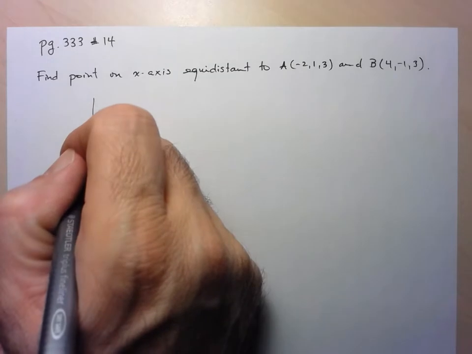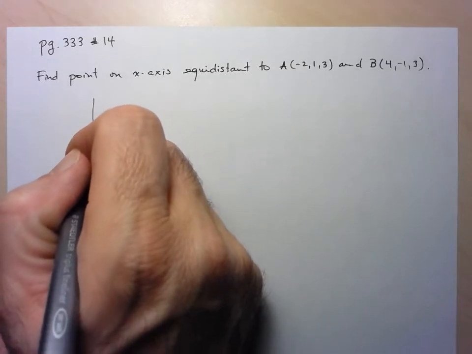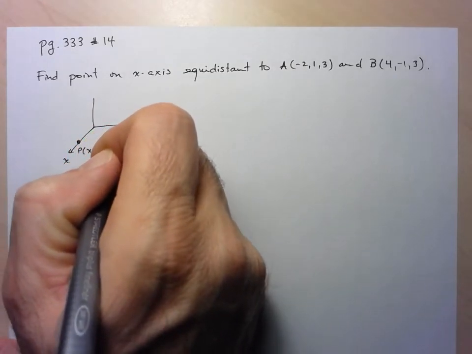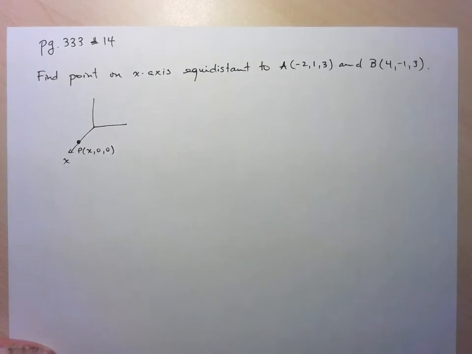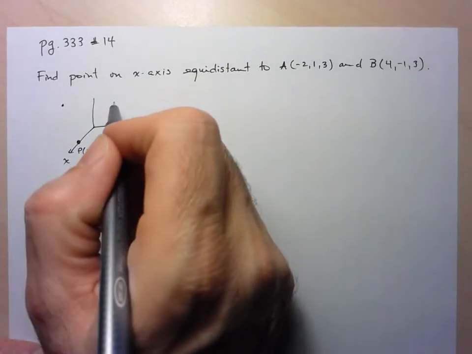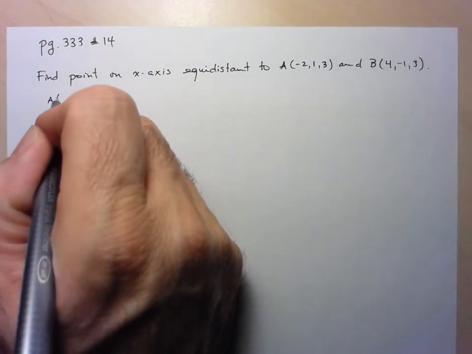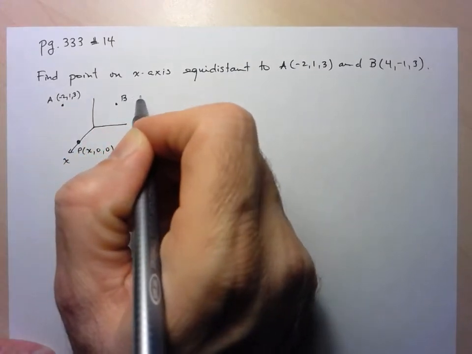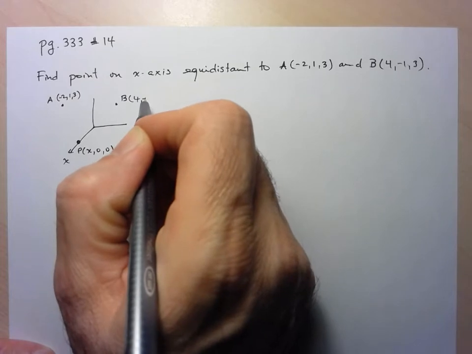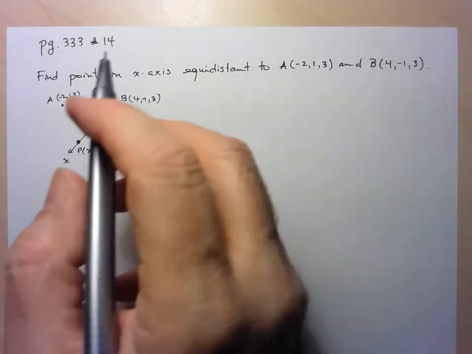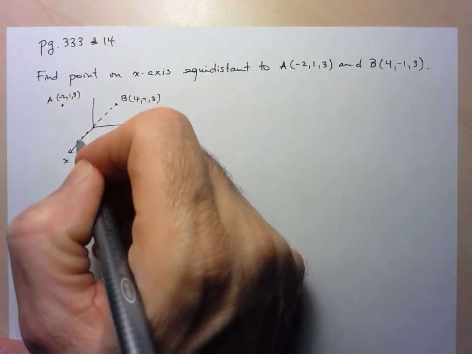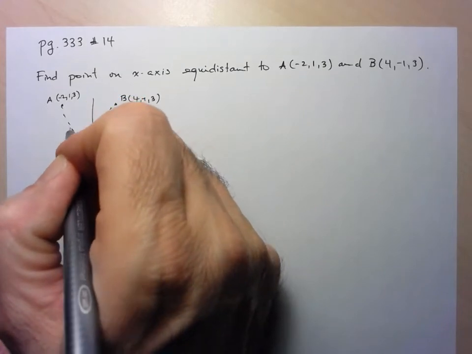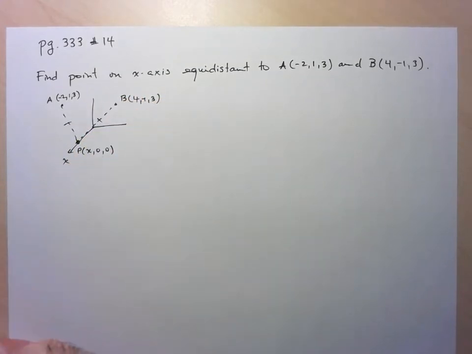If you live on the x-axis, it must mean that your y and z components are both 0. So the point we're working with, I'll call it P, is going to look like (x, 0, 0). Then we've got our points A and B. A is (-2, 1, 3), and B is (4, 1, -1, 3). We want to determine that point on the x-axis which is equidistant to those two other points.